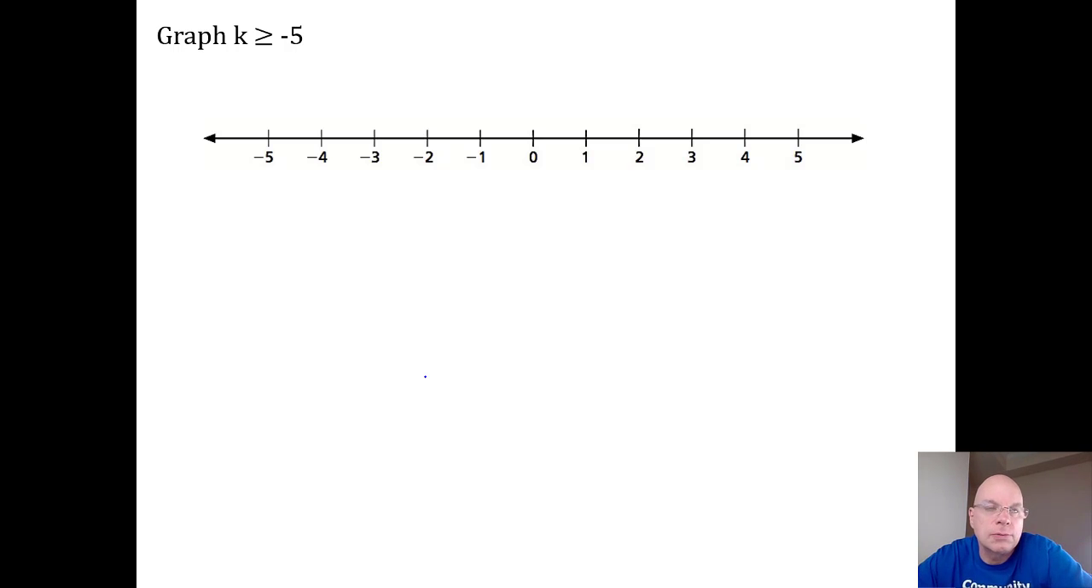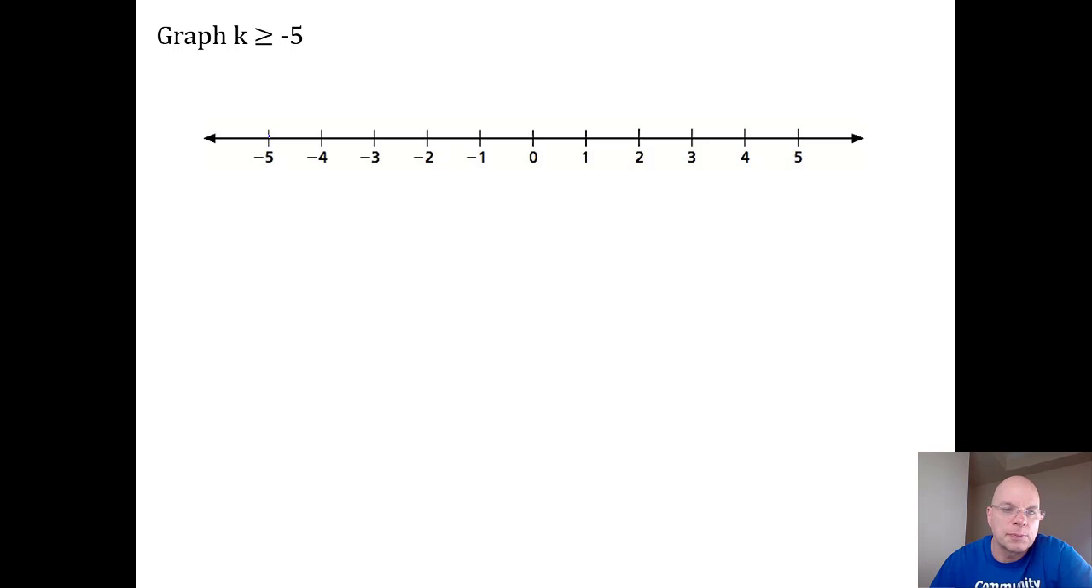Okay, I assume you've tried this on your own first. If not, go back and try it on your own. We want to graph k is greater than or equal to -5. So we've got to put something at -5.